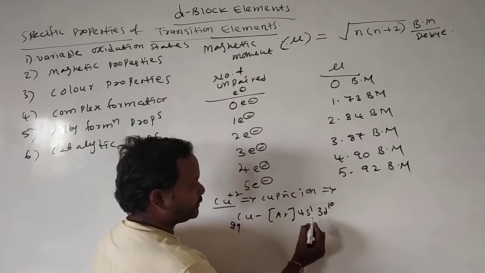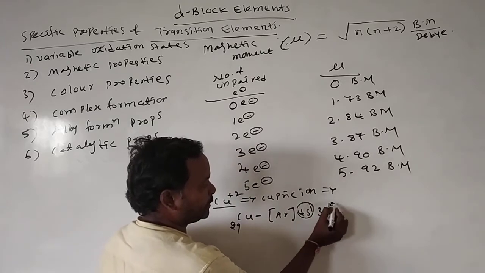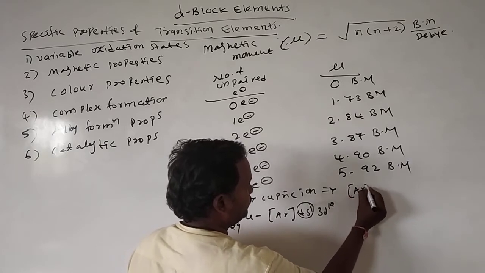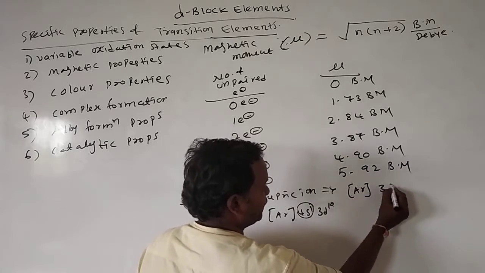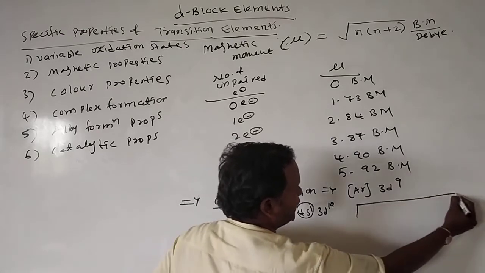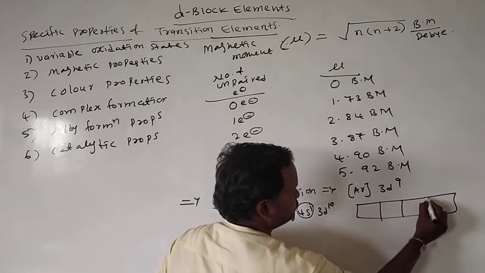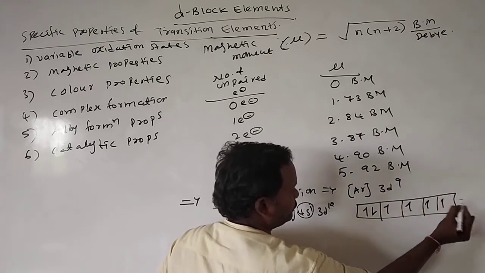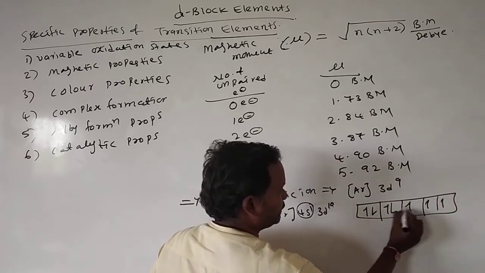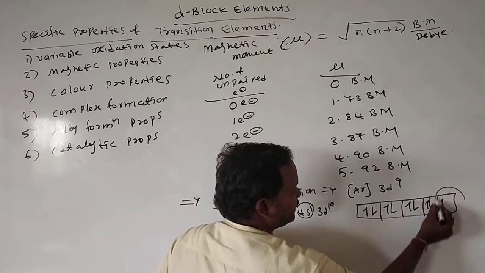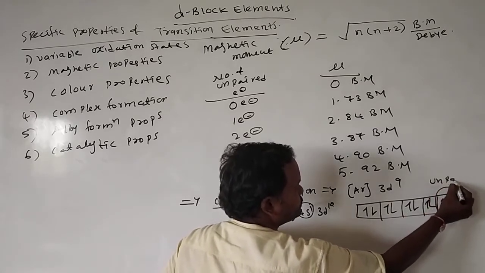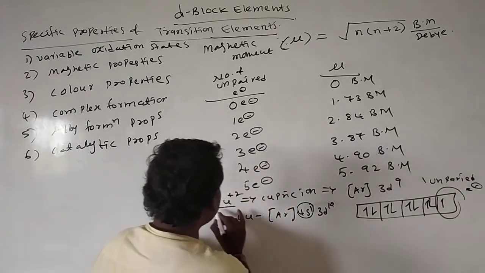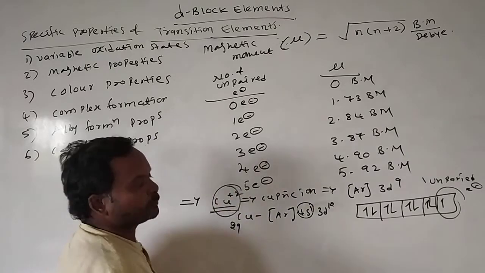Cu+2 means removing 2 electrons, 1 electron from here and 1 electron from here. What will we get? Argon, with 4s removed, 3d9. Write the 3d9 electronic configuration: 1, 2, 3, 4, 5, 6, 7, 8, 9. Here we have only one unpaired electron.